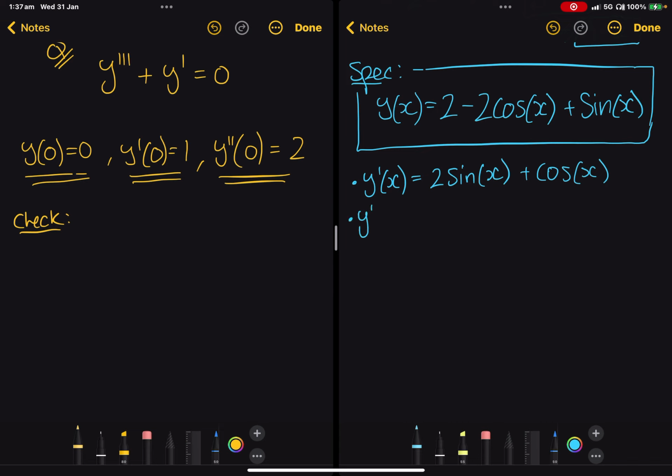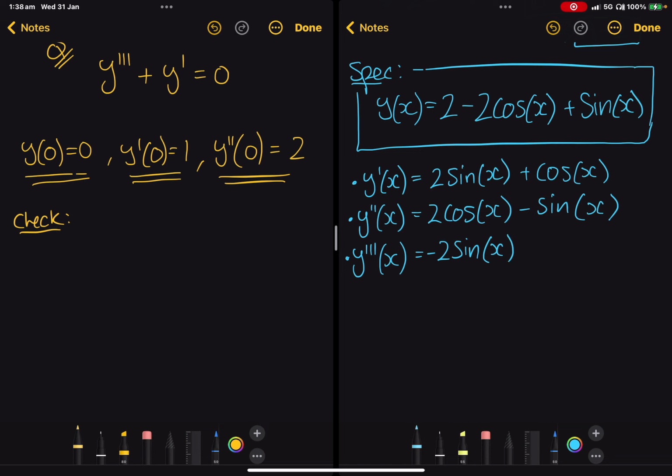The second derivative, y double prime of x, will become, well, sine will become cosine. So this will be 2 cosine of x. Cosine will become minus sine of x. And then y triple prime of x will be equal to, cosine will become minus sine, so this will become minus 2 sine of x, minus sine becomes minus cosine of x. And then we're going to plug y triple prime and y prime in and hope that these cancel. So we have y prime prime prime plus y prime equals 0.